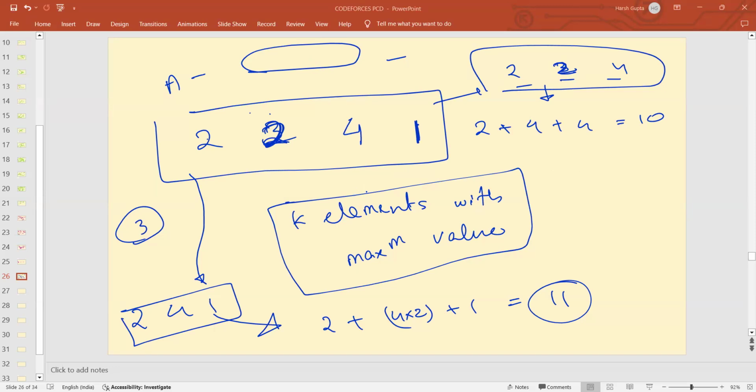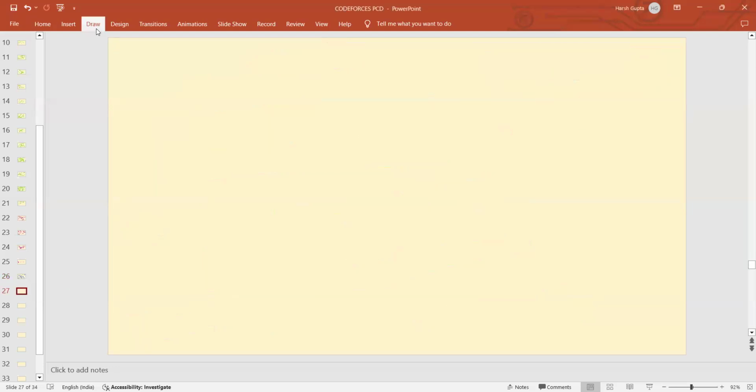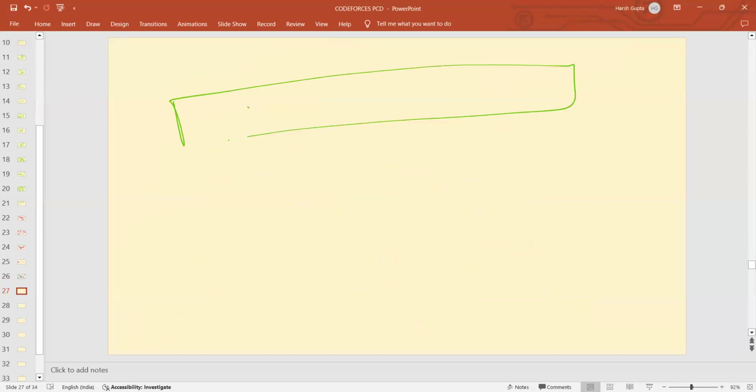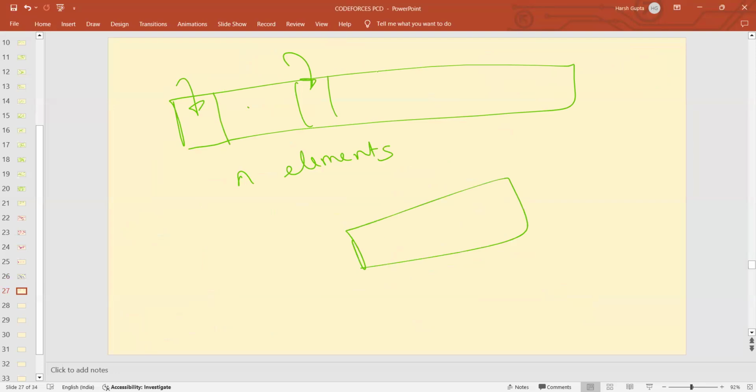Anyone having any doubt in that? Just let me know. No. If you understand this, my intuition was that if I have n elements in my array, every element can be a starting element. Does everyone agree that this element can also be the starting element? This element can be the starting element of the k-length subsequence that I am choosing. This element can be the starting element. This element can be the starting element.